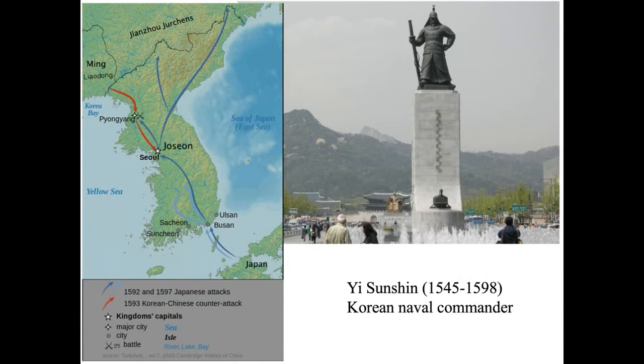And so this is the map of invasion during the Imjin War. Blue shows the Japanese attacking. Red means the Chinese Ming Dynasty sending their army to protect. But we had a war hero who defeated many Japanese vessels on the southern coast. His name is Naval Commander, or Admiral, Lee Sun-shin.